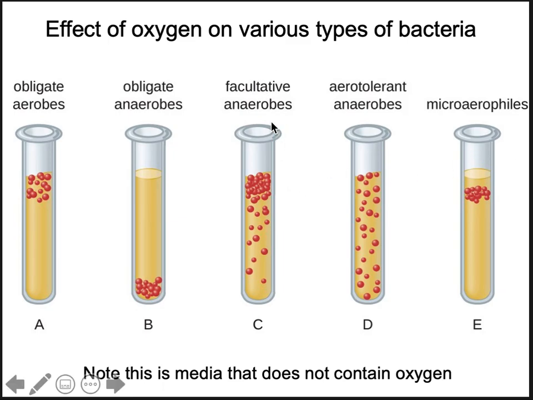Then our next group, facultative anaerobes. Facultative means that they have the ability to do both. So facultative anaerobes can use anaerobic means as a backup. They prefer oxygen. They grow the best when oxygen's around. So aerobic respiration is their preference. And you can tell because it's much more dense at the top where the oxygen is. And you have fewer and fewer, but you do get some growing throughout the rest of the tube. And that's how you know it's a facultative anaerobe.